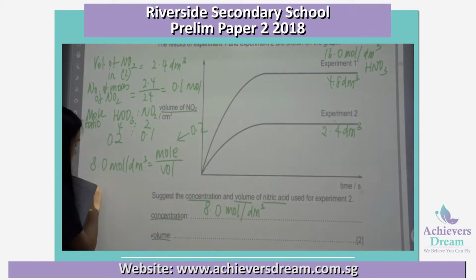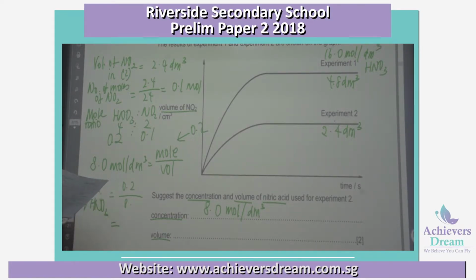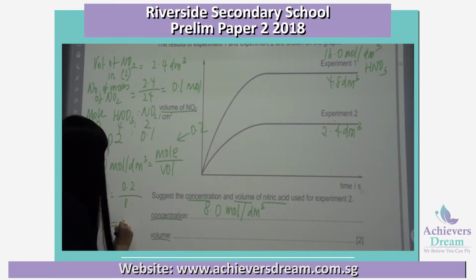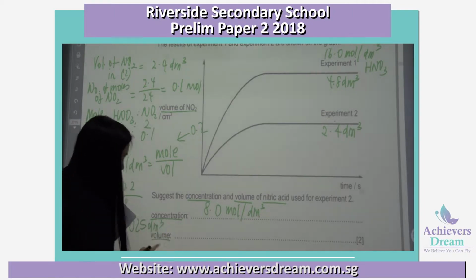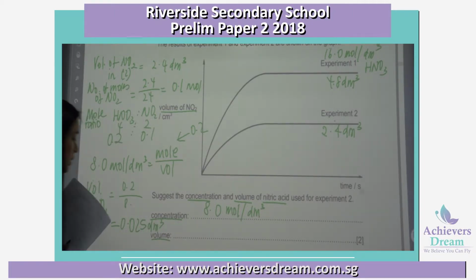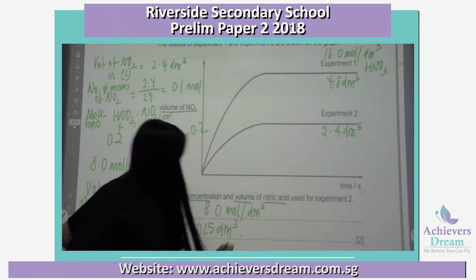So how do we find the volume? The volume of nitric acid will be equal to 0.2 over 8 here. So we should get an answer of 0.025 dm cube. So the volume of nitric acid that is being used is 0.025 dm cube.